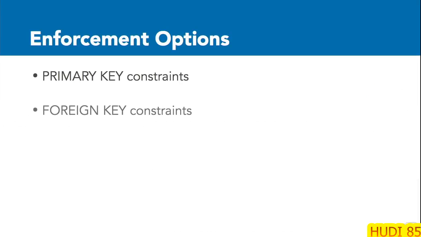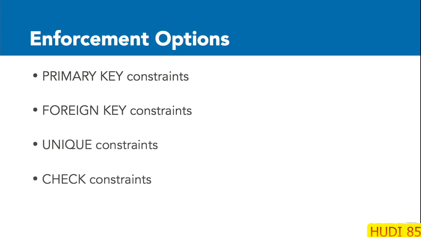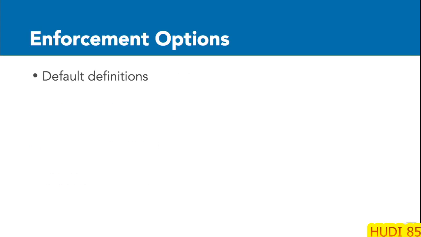Some of the enforcement options that we can use are things such as primary key and foreign key constraints on tables, unique constraints, which help us ensure that values are unique within the database, check constraints, which help us to enforce different data validation mechanisms, default definitions for values that are not assigned something, and whether we allow null values or not within certain fields.